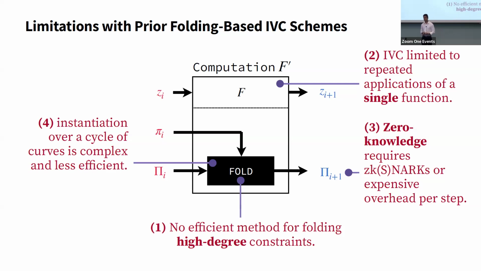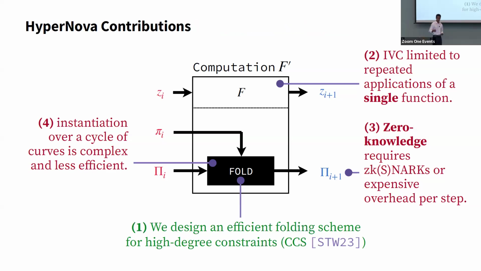So Hypernova can be viewed as addressing each of these challenges one by one. In particular, we start off by designing an efficient folding scheme for high degree constraints. And in particular, we design a folding scheme for customizable constraint systems, originally introduced by Setty and others back in 2023, which generalizes R1CS to higher degree constraints than degree 2 constraints.